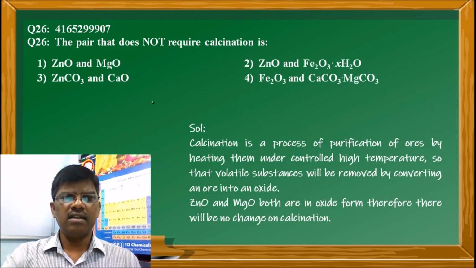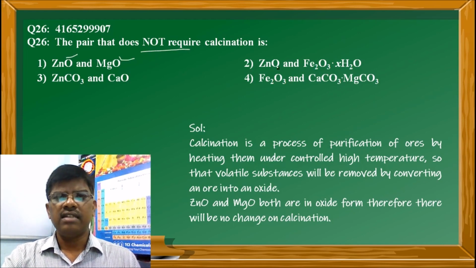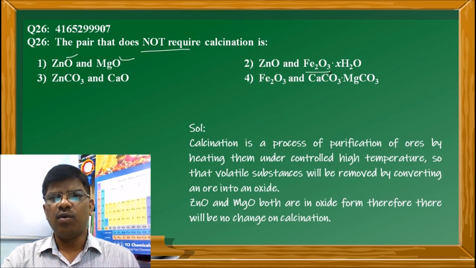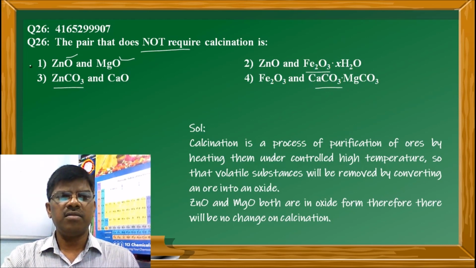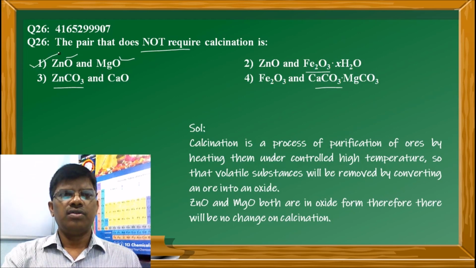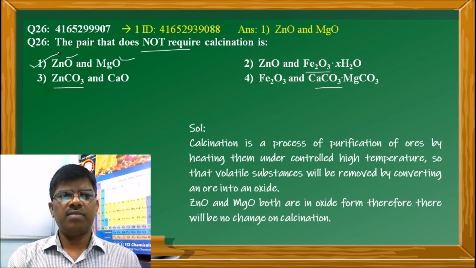So among these compounds they are asking which does not require calcination. This compound already has oxygen: magnesium oxide and zinc oxide. Zinc carbonate is an ore and can be calcinated, whereas zinc oxide and magnesium oxide cannot be calcinated. So they do not require calcination. So option number 1 is the correct option, friends.